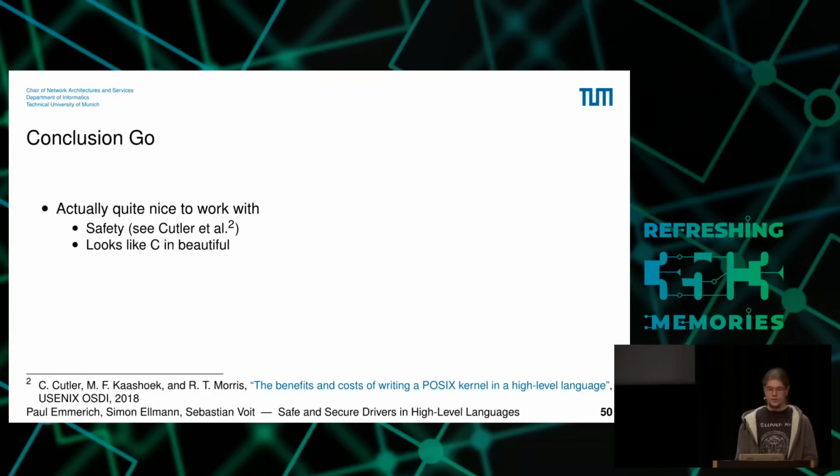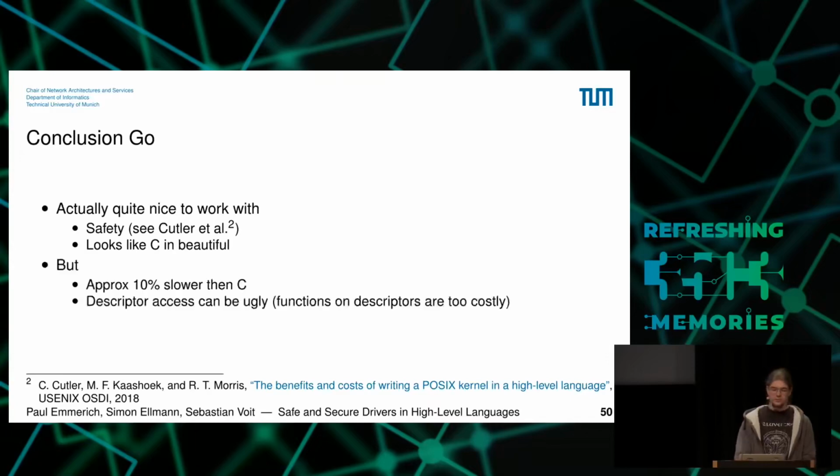Yeah, so it is safe. It gets you some safety guarantees. And the other thing, it's kind of a personal opinion, but I think it looks like C code and is beautiful. But it also has downsides. In the best case, it's approximately 10% slower than C. And if you get to more suboptimal cases, it's even worse compared to C. But yeah, we have to live with that. Also, descriptor access can be a bit ugly, but well, as long as it works. So next, I'm going to hand over to Simon, who did this in Rust.